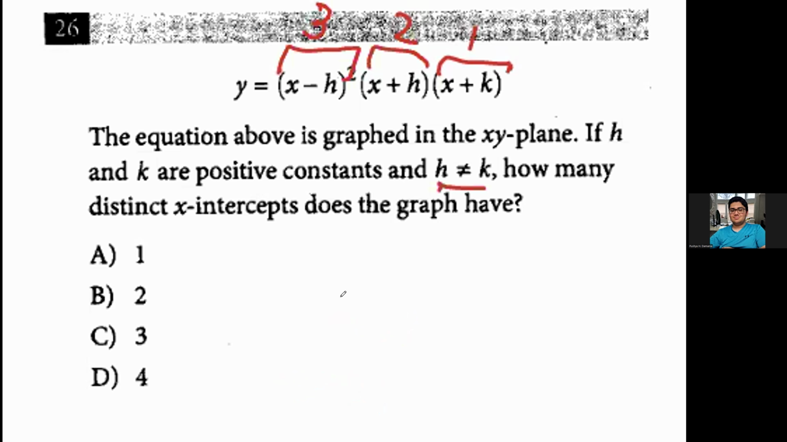The reason why is because x minus x squared would just be a parabola with its edge on the x-axis, which would only give us one intercept. So that's 3 total intercepts, which would mean that how many distinct x-intercepts does the graph have? It has 3.